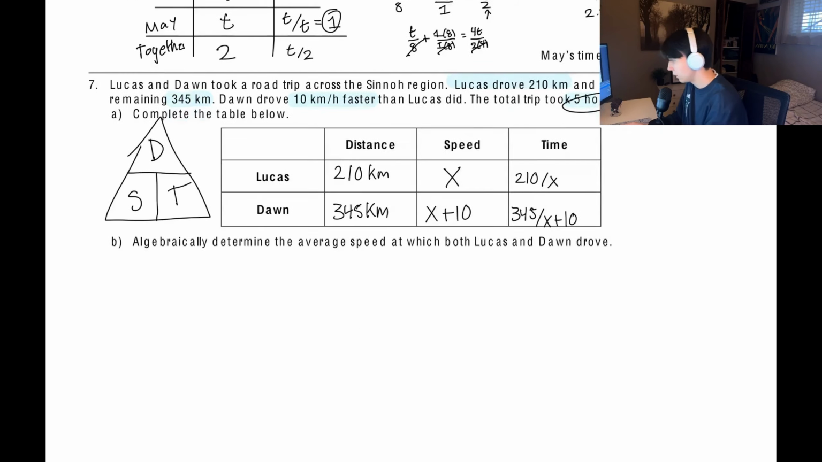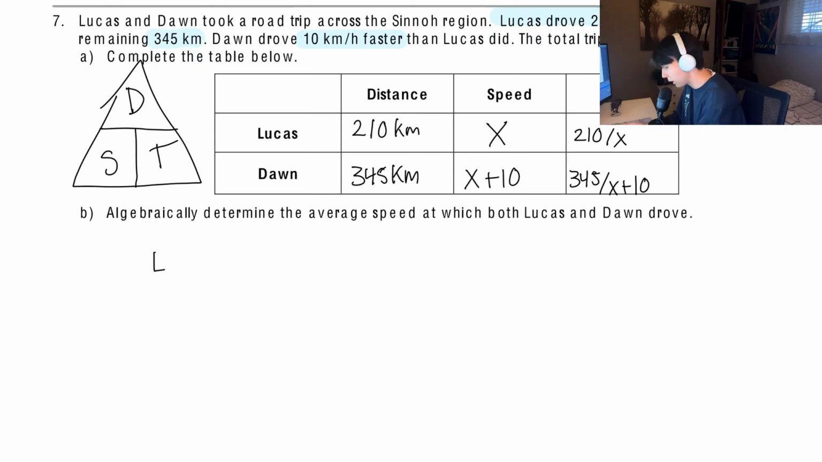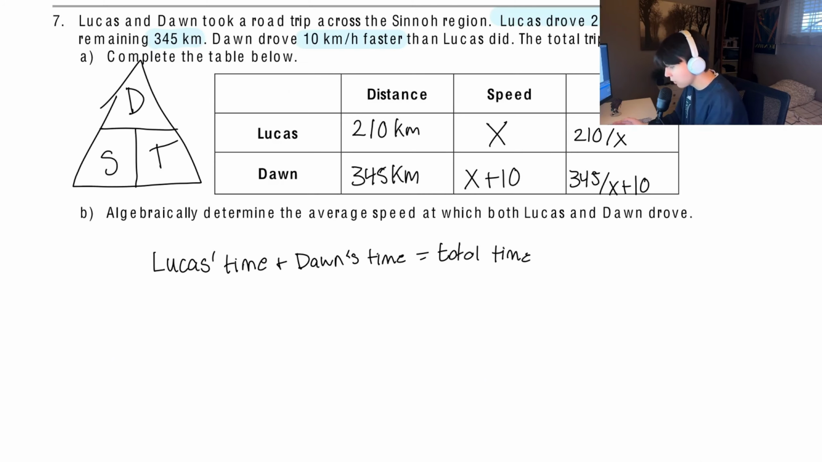So, Lucas's time, let's just write it out before anything. So Lucas's time plus Don's time should equal the total time, right? Because they drove the same car.